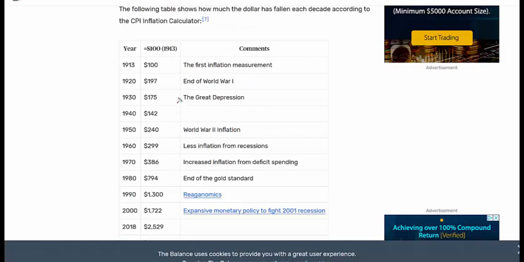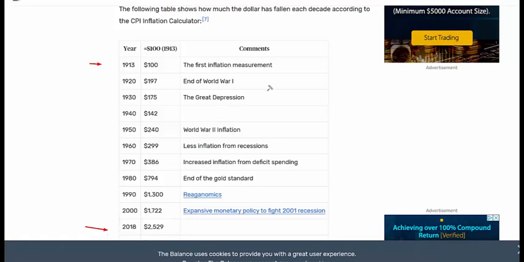When we take this table from the balance.com, we see that in 1913, base year, $100 was $100. 100 years later, 2018, it's gone down 96%. So now you need $2,500 to equate with $100 back then. So, I mean, the Roman denarius did something similar over a 200-year period. The dollar has done something similar over a 100-year period.